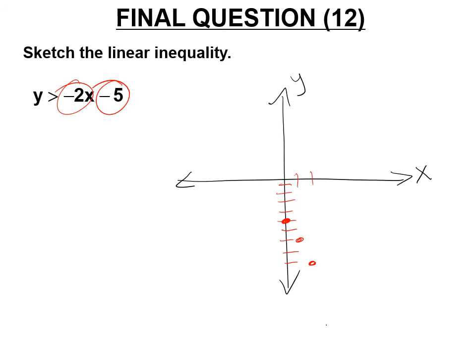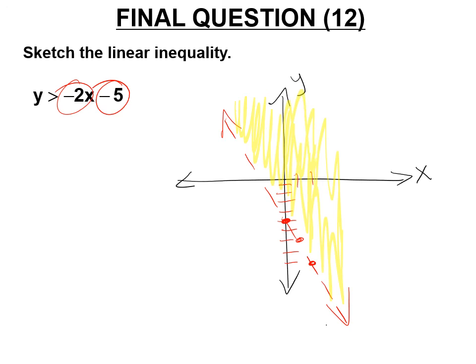This is going to be a dashed line. Right? And since it's in slope-intercept form, we can just shade. We're going to shade above the line because it's greater than negative 2x minus 5.